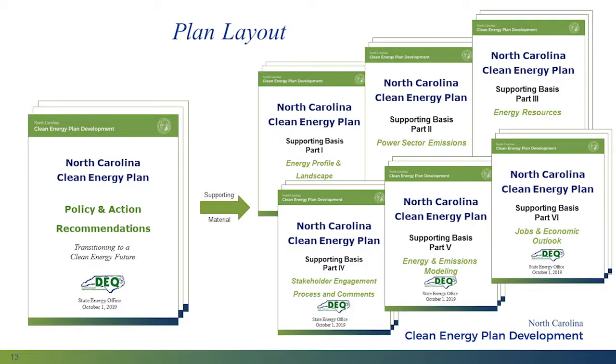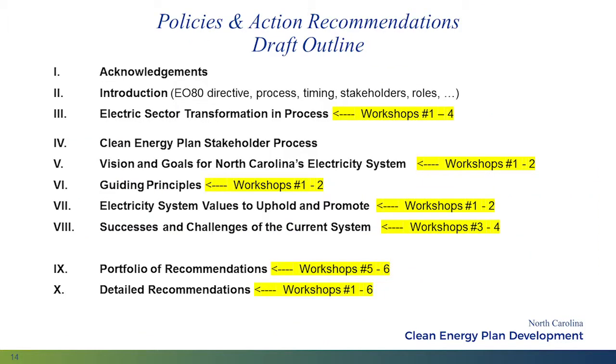So the report itself, the main body, would be the recommendations, what we call policy and action recommendations. That'll hopefully be no more than 30 to 40 pages, an executive summary-like kind of report. The content of that is in the outline. If you notice in the outline, refer to page 2, it's broken down into section 3, which is electric sector transformation in process. This is what we learned and heard between workshops 1 and 4. That'll all be brought into here.